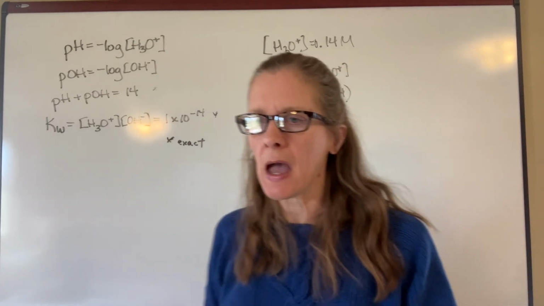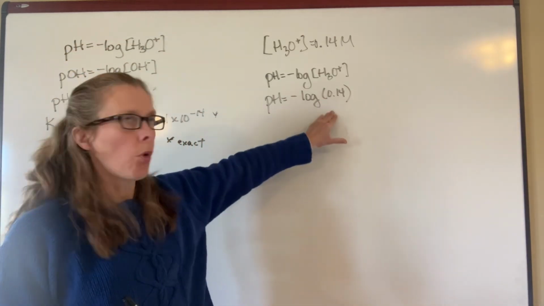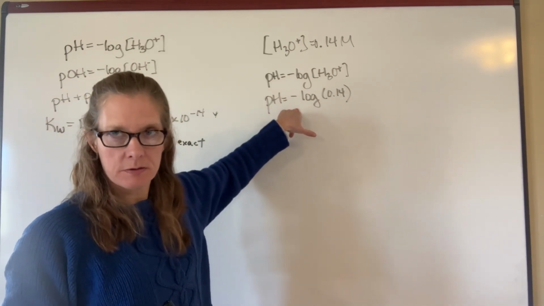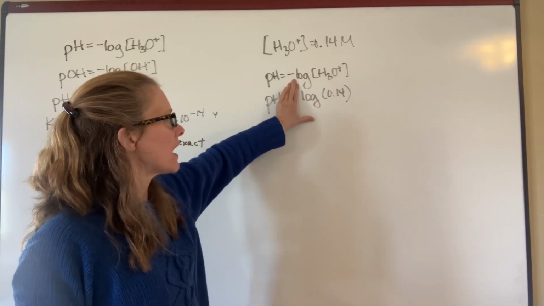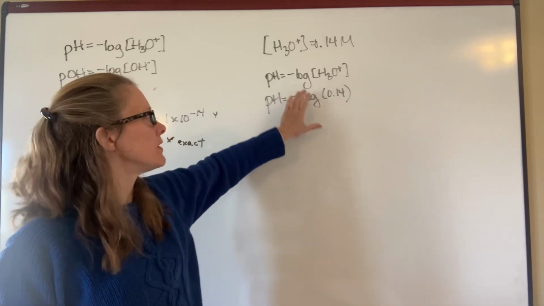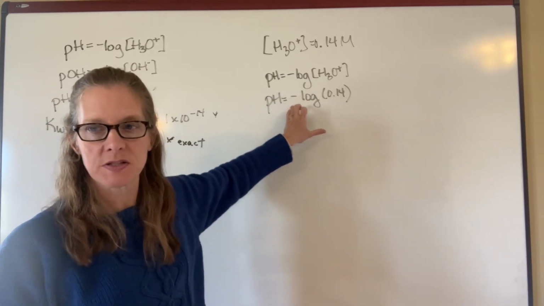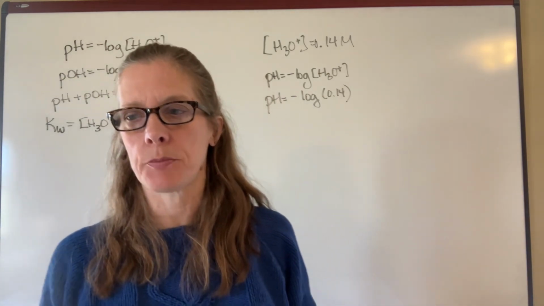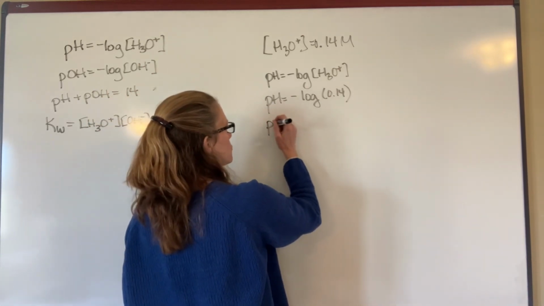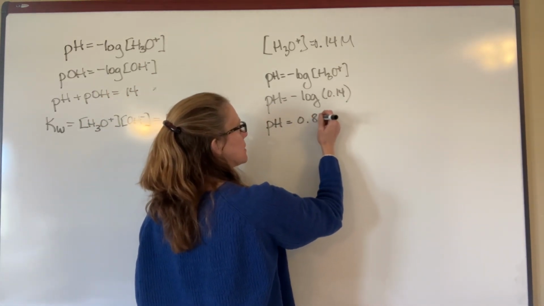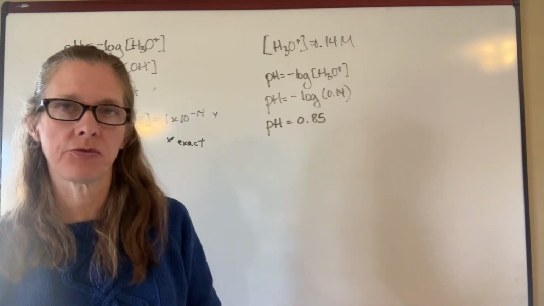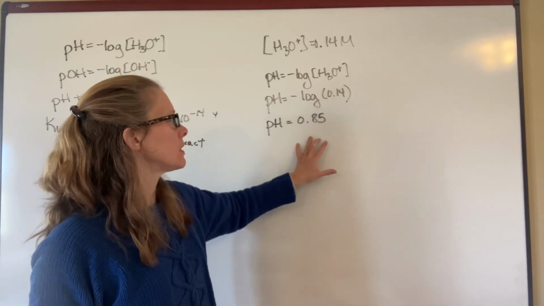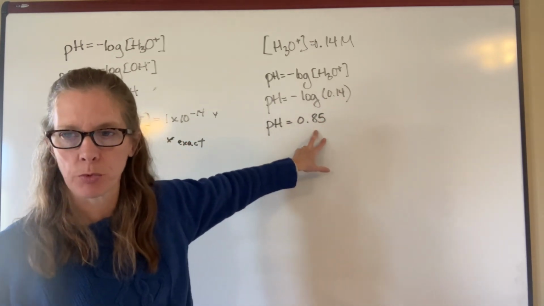When you type this into your calculator, you type in 0.14, then hit log, and then hit the negative button. Just the log of that gives you a negative number to begin with, and then you change it so that you end up with a positive number. When you do that, you should end up with a pH of 0.85. Significant figures says there are two numbers after the decimal point, so my final answer will also have two numbers after the decimal point.